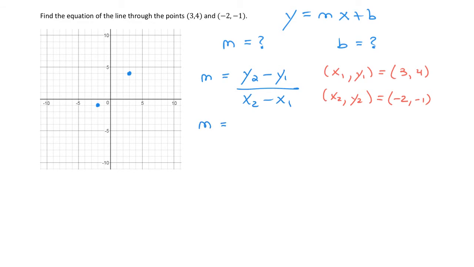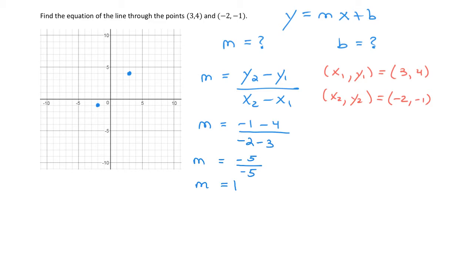If I plug this into my formula for slope, I get y2 minus y1. That is negative 1 minus 4 divided by x2 minus x1. That is negative 2 minus 3. So my slope is negative 5 divided by negative 5. That's just 1, since those 2 values are the same in the numerator and the denominator.